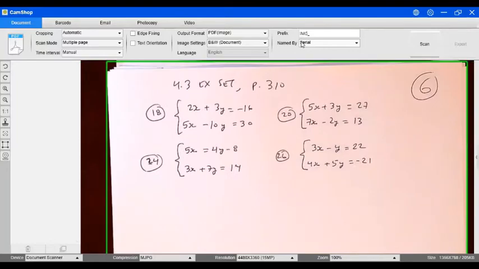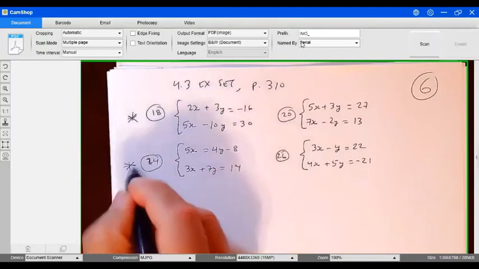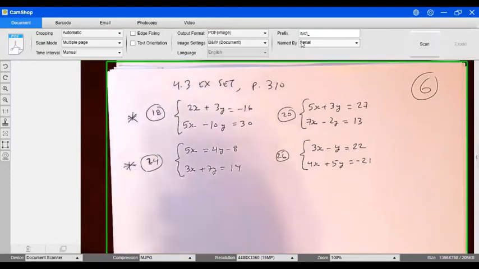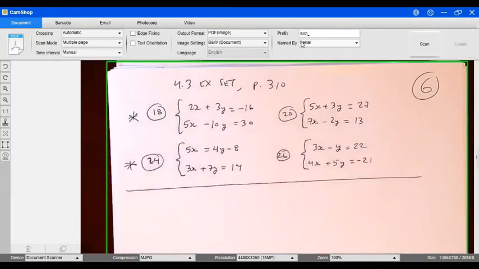So you're going to need to work at least on problems 18 and 24. So that's section 4.3. I'm going to give you time to work on these problems, and then we're going to start the next section.